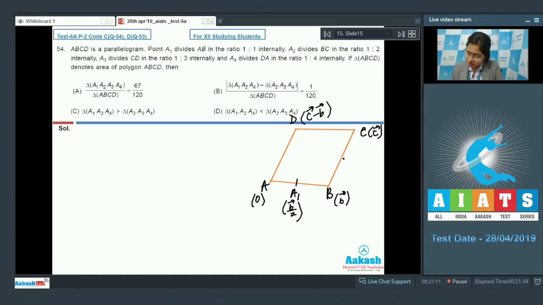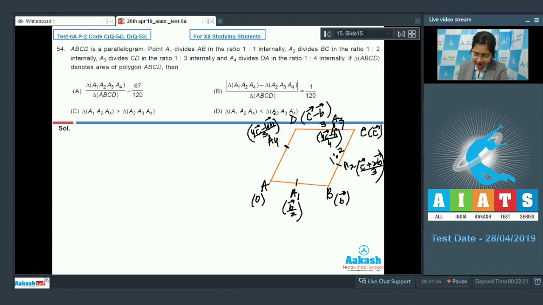Now A1 divides AB in the ratio 1:1, that is it is the midpoint, that is b vector upon 2, and A2 divides BC in the ratio 1:2, that is the point is (c plus 2b) upon 3. Similarly, A3 divides CD in the ratio 1:3, so the point will be (4c minus b) upon 4. Also, point A4 will be (4c minus 4b) upon 5. So these are the 4 points.